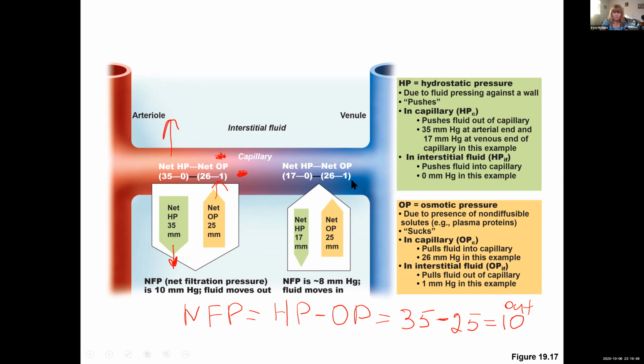Osmotic pressure is the same. Net pressure is 25 millimeters mercury, right? So here we have 17 minus 25, we have minus 8. So we have 8 millimeters mercury, and this is pressure in.